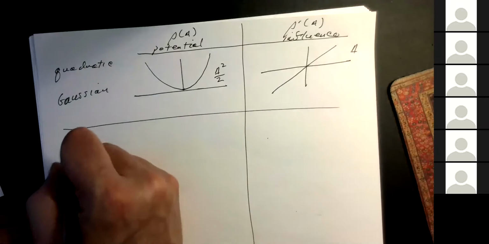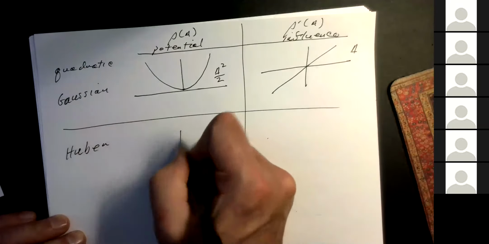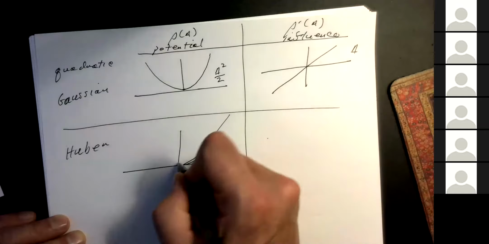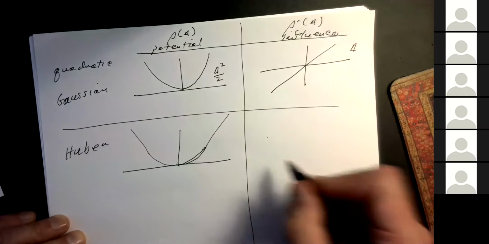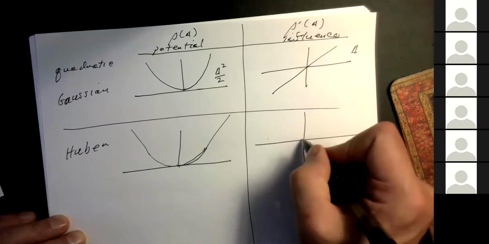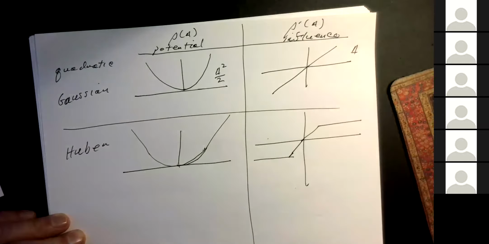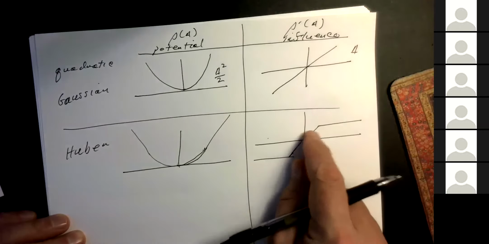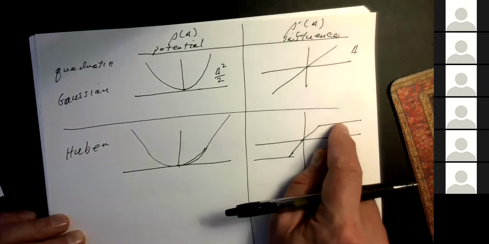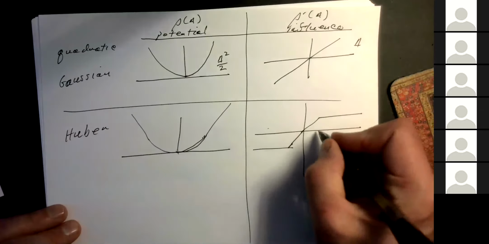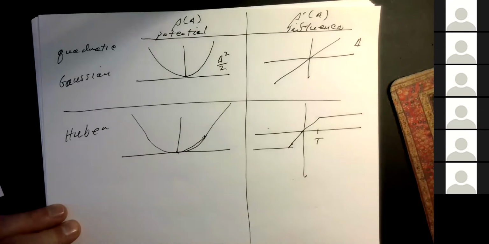Another possibility is a thing called Huber. Huber does something like this. This part is quadratic, and this part is straight. The influence function looks like this: it goes like this, and then it goes flat. Here, the influence is bounded. What ends up happening is that this value lets edges form, because you can have large differences between neighbors. Then we'll talk about some more of these functions.